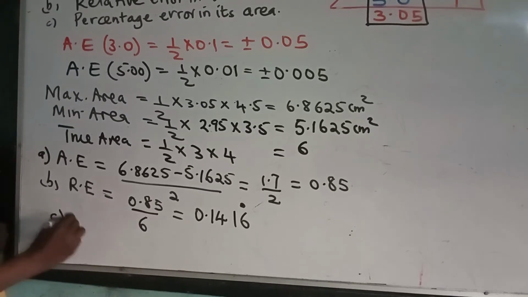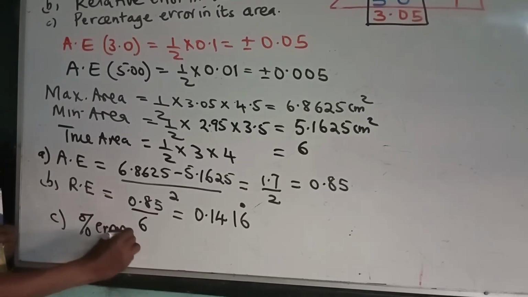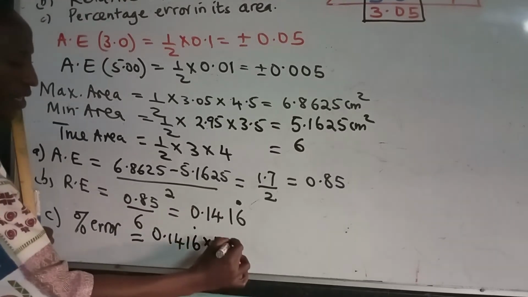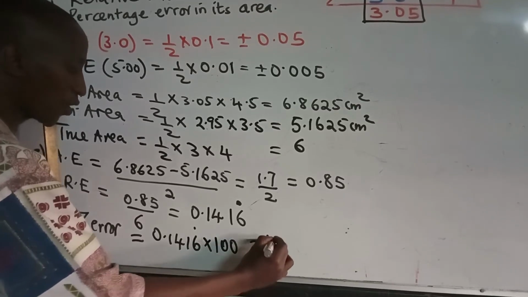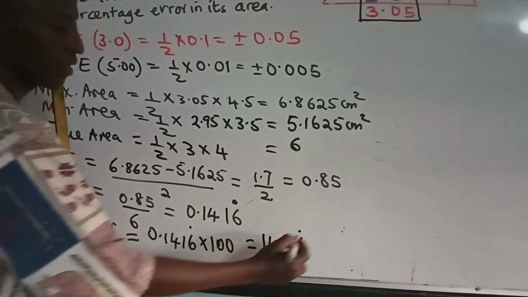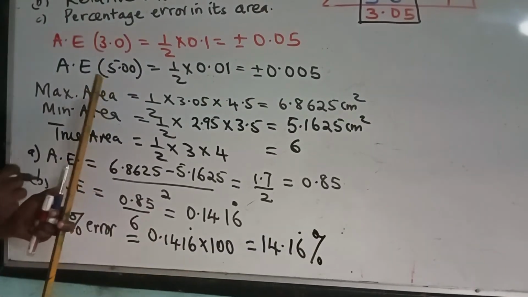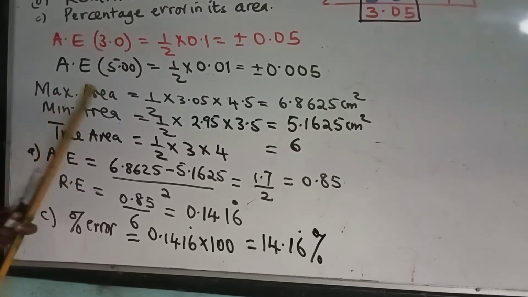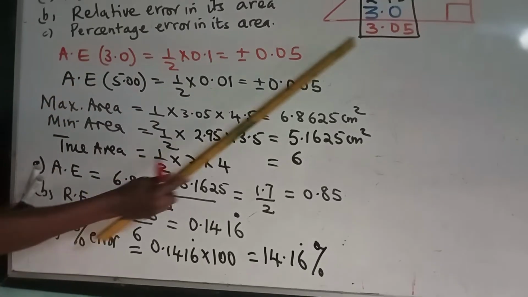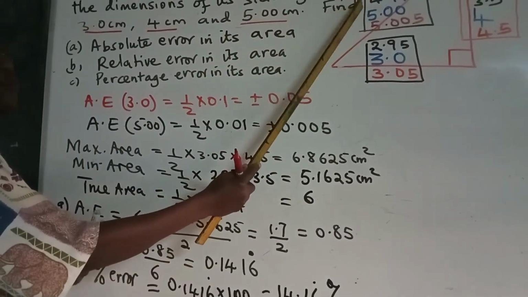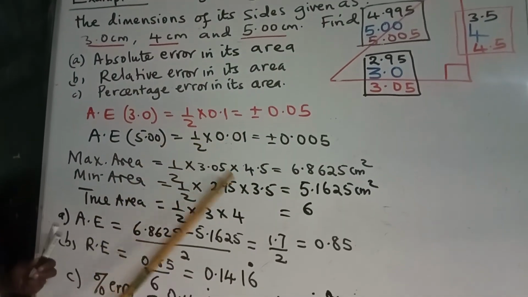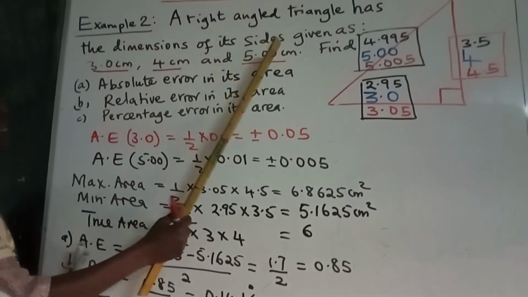And then in part C, we have percentage error, which is basically the relative error, 0.1416 recurring, times 100. And this gives us 14.16 with the 6 still recurring as a percentage. So viewers, this is great if we are able to visualize this. As you can see, there are absolute errors in the individual measurements, which are brought into the calculation. Our calculation is area.